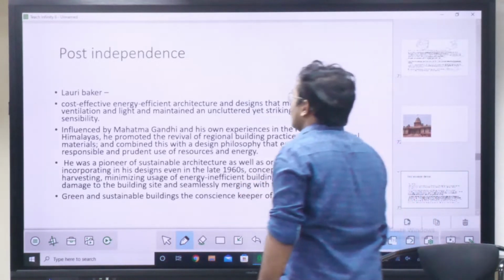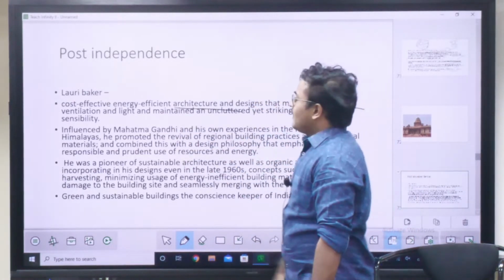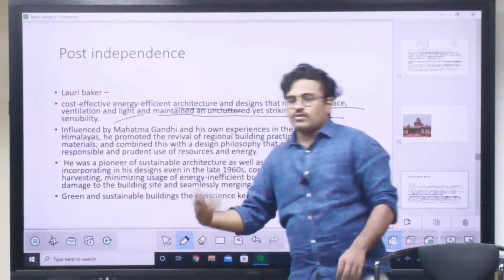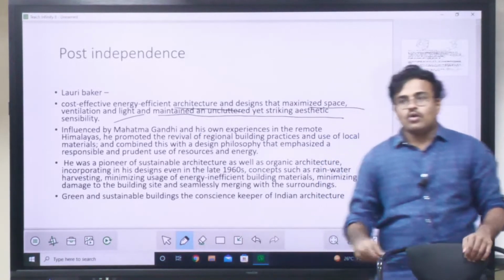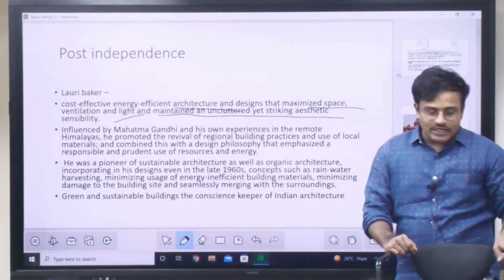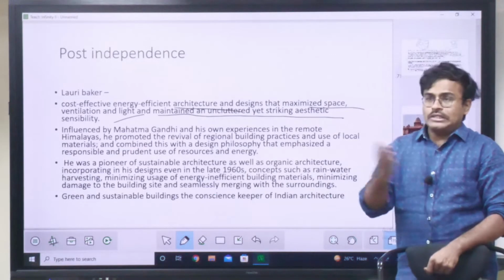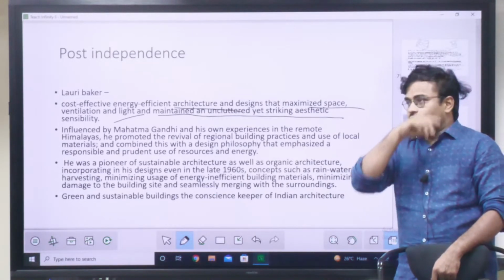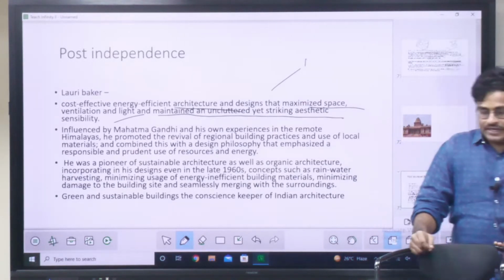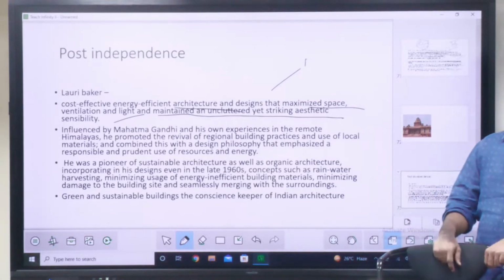Just see this: cost-effective, energy-efficient architecture and design that maximizes space, ventilation and light, and maintains an uncluttered yet striking aesthetic sensibility. They are also beautiful, even though they are low cost. Sometimes when we are doing cost cutting, we don't emphasize beauty, right? But this person has integrated them both. Both beautiful and low-cost buildings. So he pioneered the idea of green buildings. He was a pioneer in green buildings.